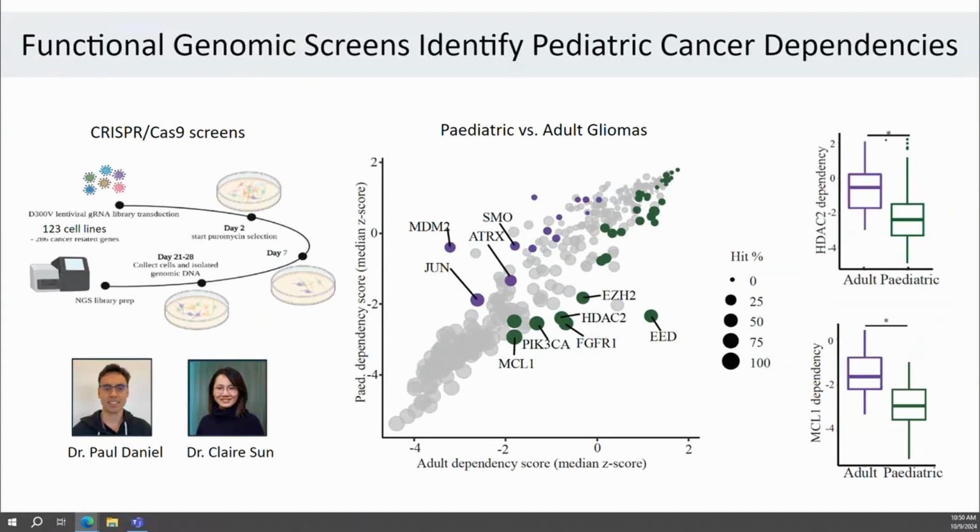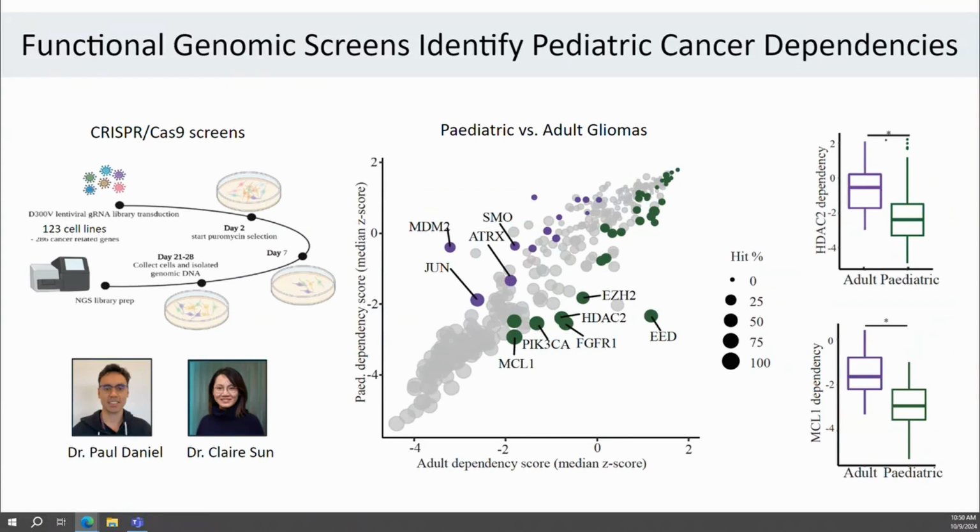Two talented postdocs in the lab, Paul Daniel and Claire Soon, really started with the question of taking all of the CRISPR data that we have from these cell lines, data from over 100 cell lines. Most of these are pediatric high-grade gliomas and a cohort of adult high-grade gliomas, and asking what the differences are between pediatric and adult high-grade gliomas. What you see here in this scatter plot are genetic vulnerabilities. Color-coded in green are genes that are specifically or uniquely important in the context of pediatric gliomas.